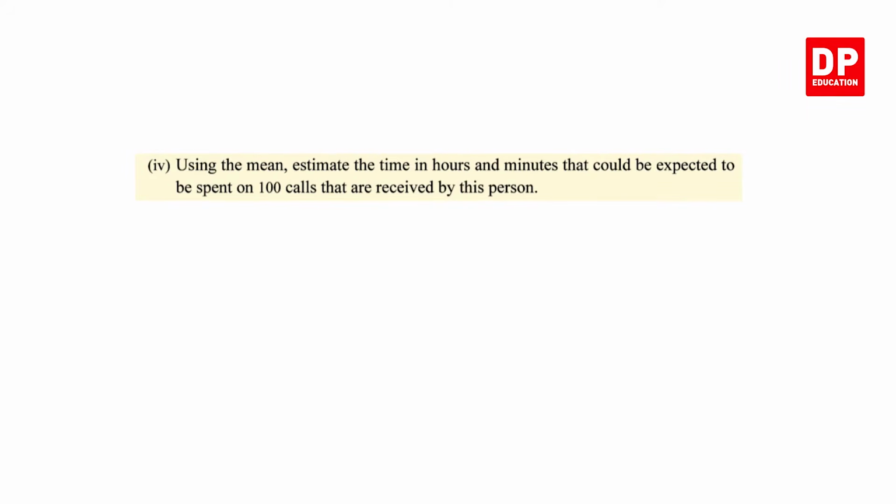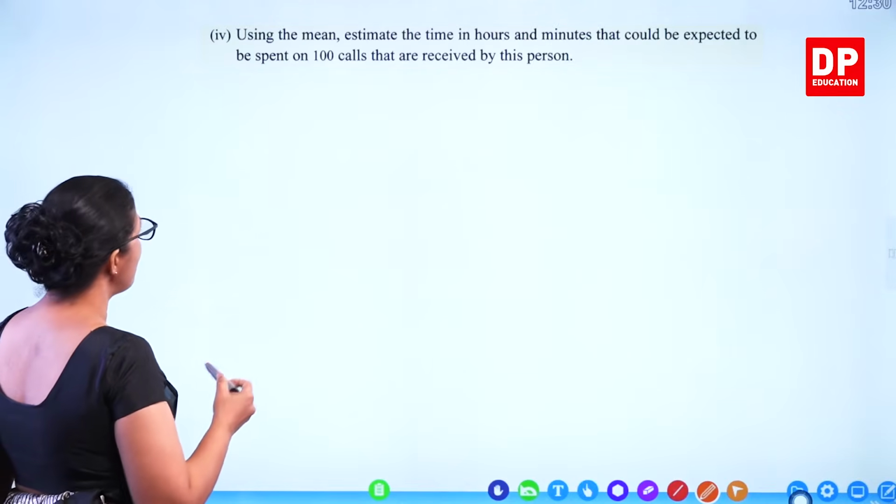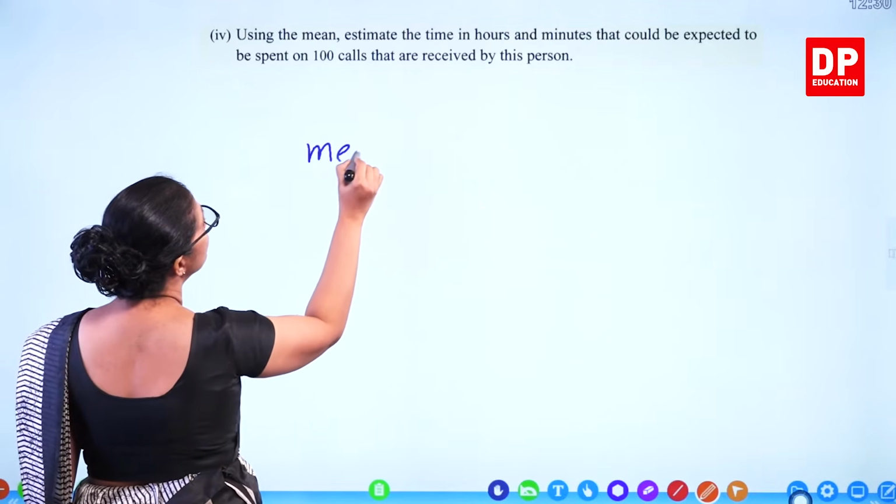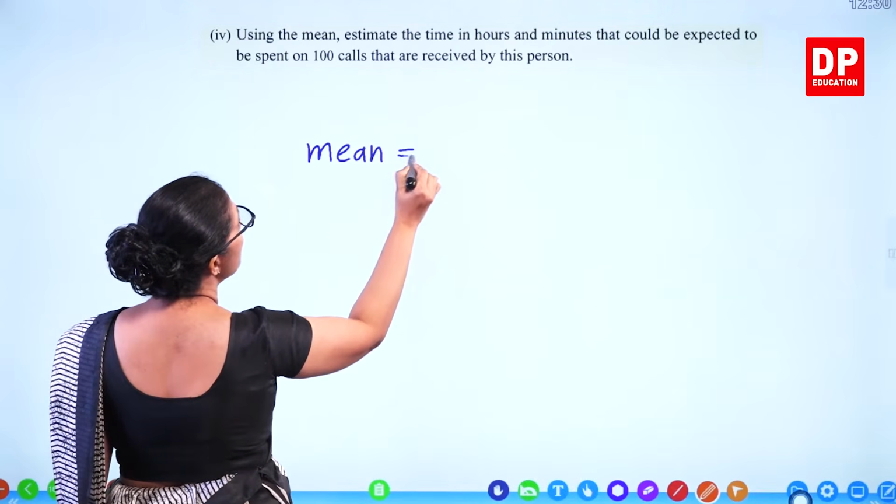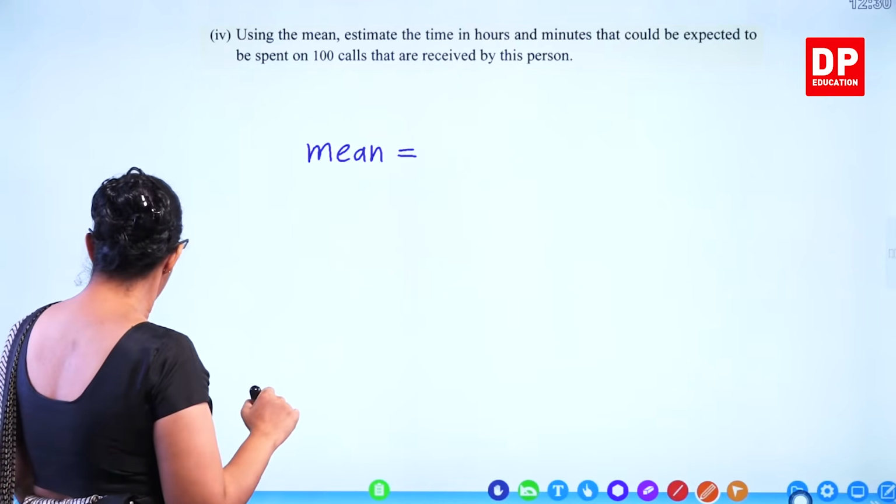Using the mean, estimate the time in hours and minutes that could be expected to be spent on 100 calls that are received by this person. So using the mean. So what's the mean? So we need to add everything and divide by the number of terms.